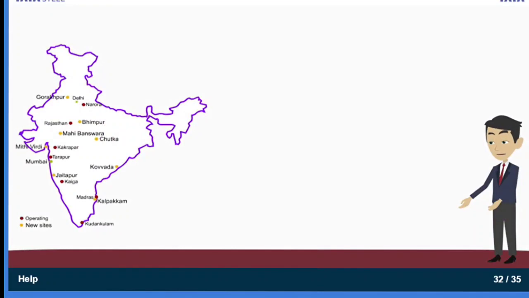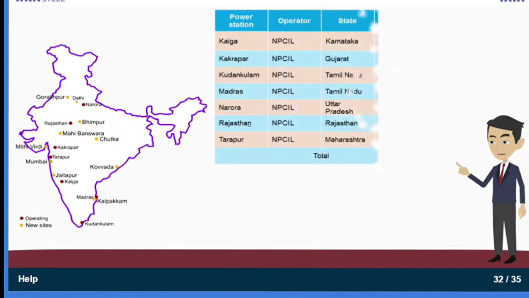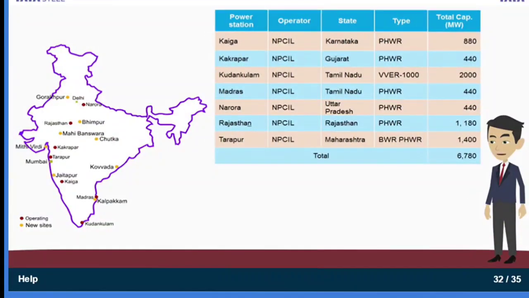Here is the list of nuclear power stations in India. The table on screen depicts the power station, its operators, the state which it lies in, the types of nuclear reactor, and the total capacity of the electricity generated in the power plant.